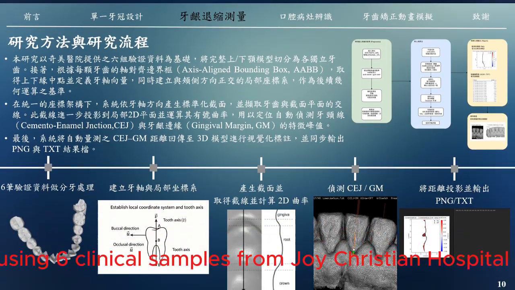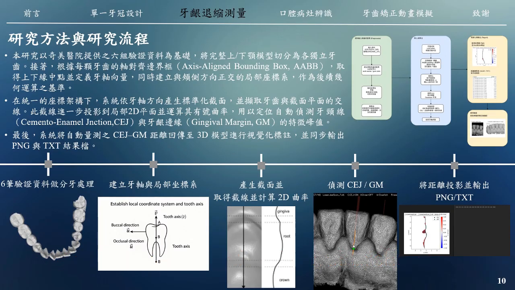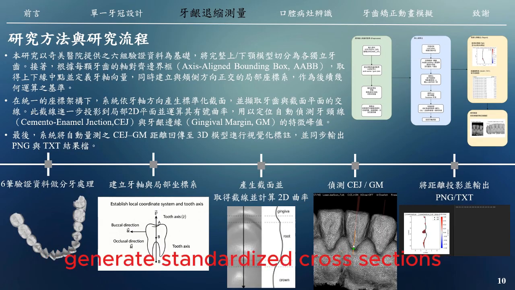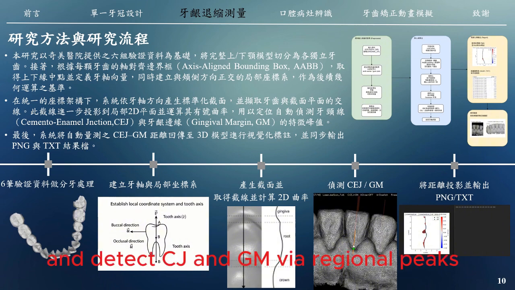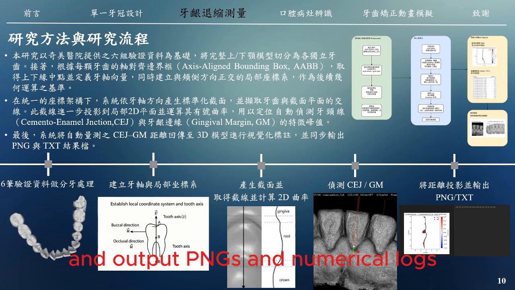Using 6 clinical samples from Jiayi Christian Hospital, segment upper and lower arches. Build local coordinate systems for each tooth. Generate standardized cross-sections along the tooth axis. Calculate 2D curvature and detect CJ and GM via regional peaks. Map results back to the 3D model and output PNGs and numerical logs.